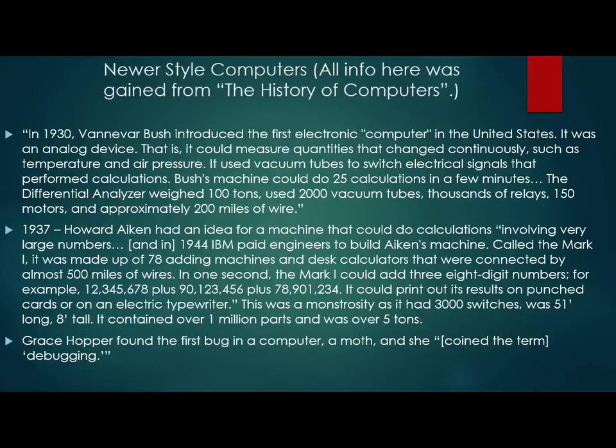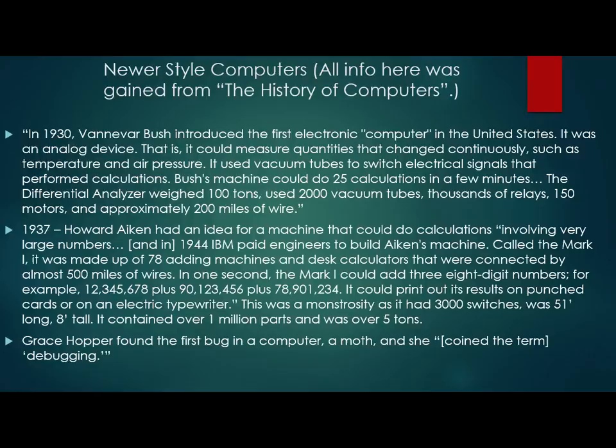Now, in 1930, Vannevar Bush introduced the first electrical computer in the United States. It was an analog device. That is, it can measure quantities that change continuously, such as temperature and air pressure. It used vacuum tubes to switch electrical signals that perform calculations. Bush's machine could do 25 calculations in a few minutes. The differential analyzer weighed 100 tons, used 2,000 vacuum tubes, thousands of relays, 150 motors, and approximately 200 miles of wire. Going from that to today, that is a lot, and that is insane. But that's I guess what they had back then.